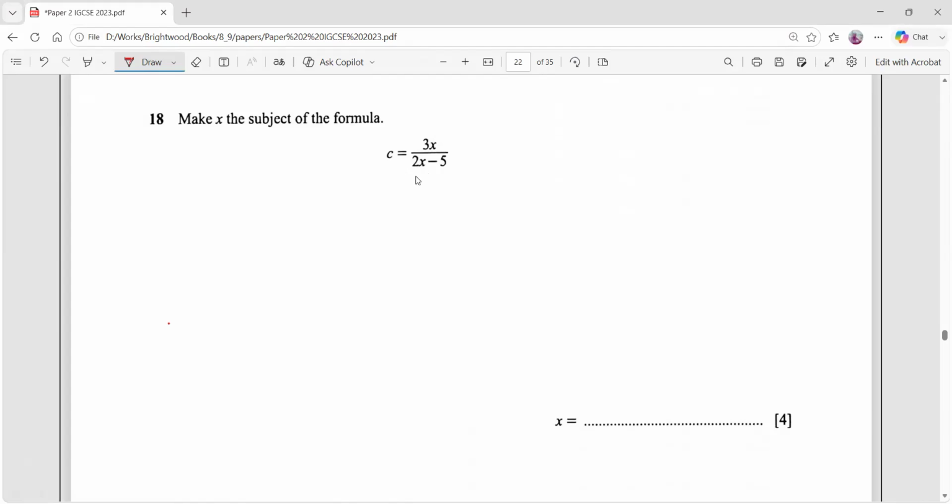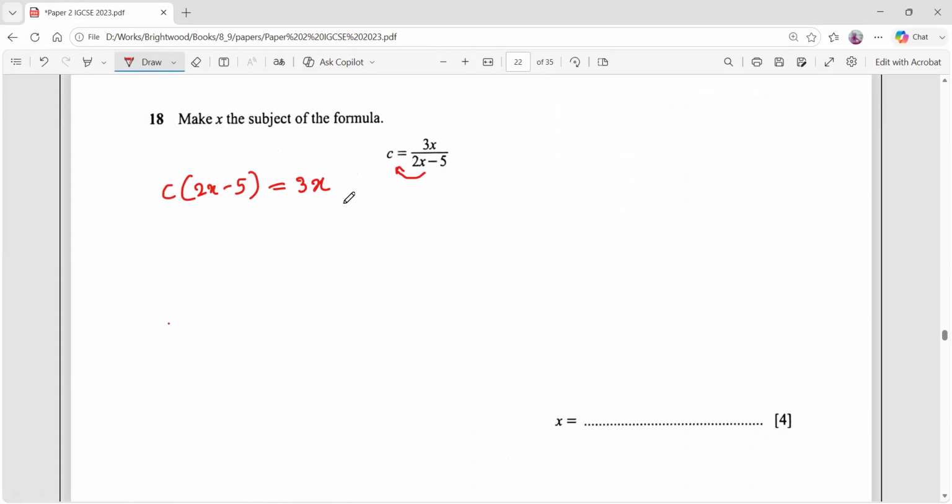So here, first of all, you have to take this divide to the other side. It should multiply all the things. What is there? c times 2x minus 5 equals 3x. Is that clear? Here divide 2x minus 5 goes to the other side, it becomes multiplication by 2x minus 5.